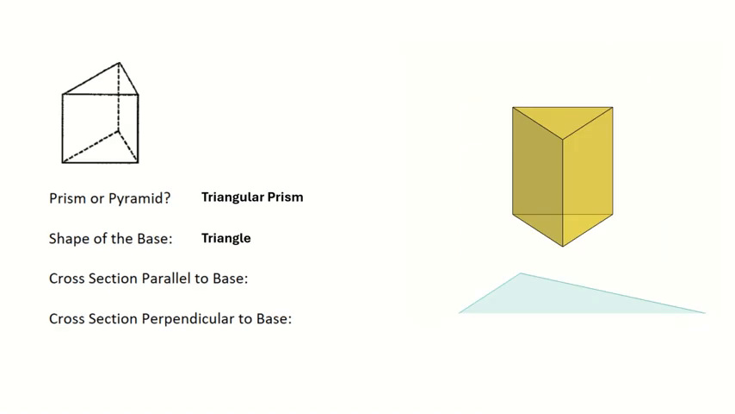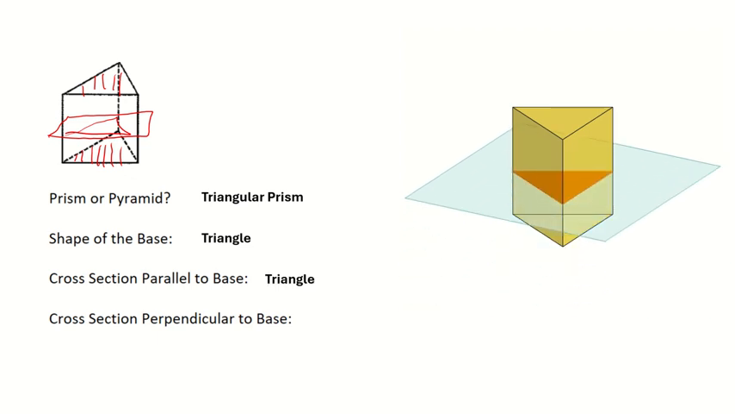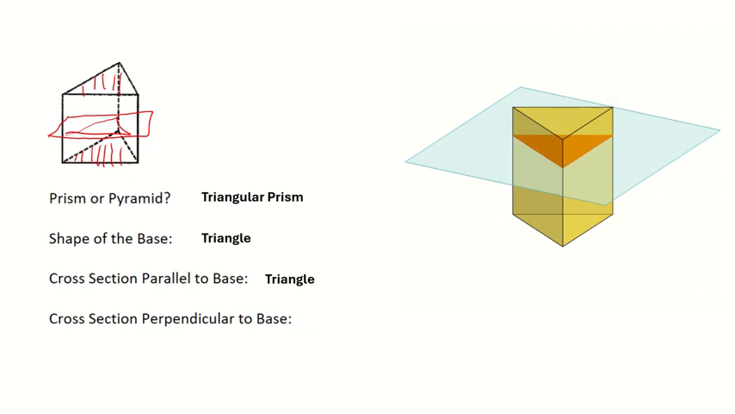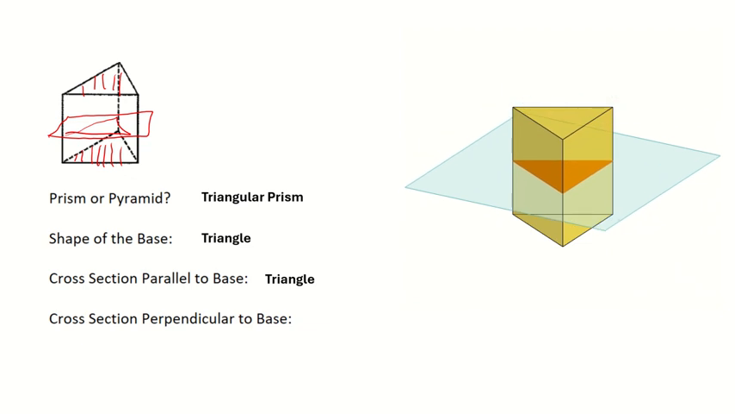Now, if I look at the next object here, it's a triangular prism. It's not a pyramid because notice that the base here is the same. You have two bases, one on either end, and the base is a triangle. Now, if I slice parallel to that base, where it's parallel, I will also get a triangular cross section. So let's show you that. All right, there you go. That's a triangular cross section that you can see no matter where I slice it along the length.